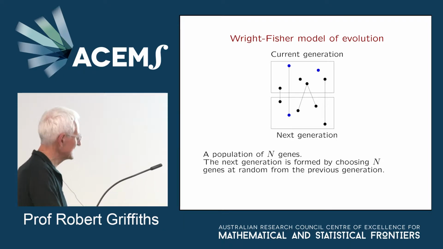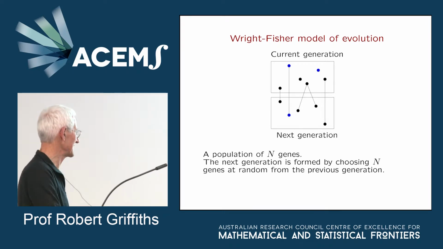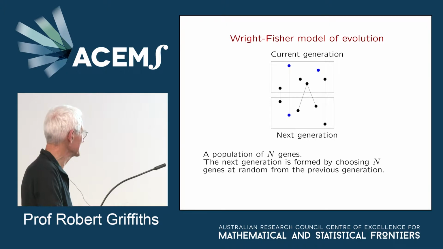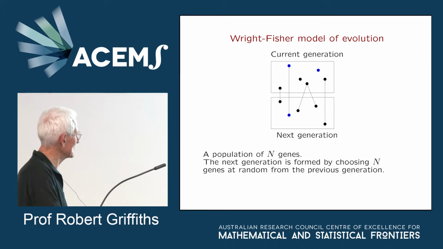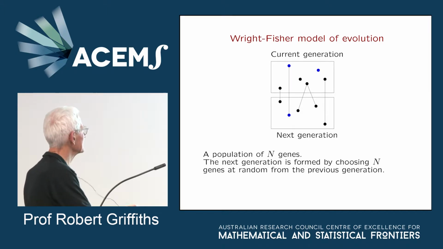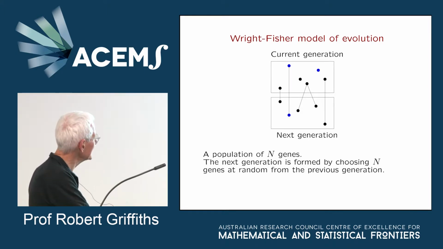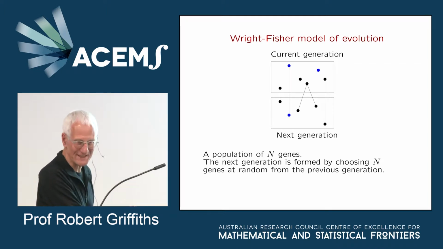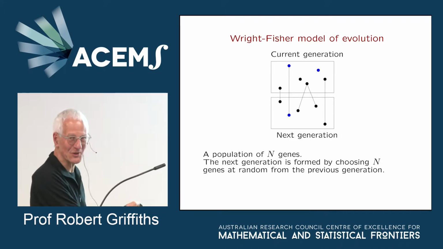And the way it goes here is that you think of a population of n genes. Here you've got n genes, and n's fixed. And the next generation is formed by choosing n genes at random from the previous generation. So here's a picture where in the bottom generation, the current generation, you choose your parents at random from the prior generation. We can't all do that, but in this model, that's what you do. That's one way of saying it.